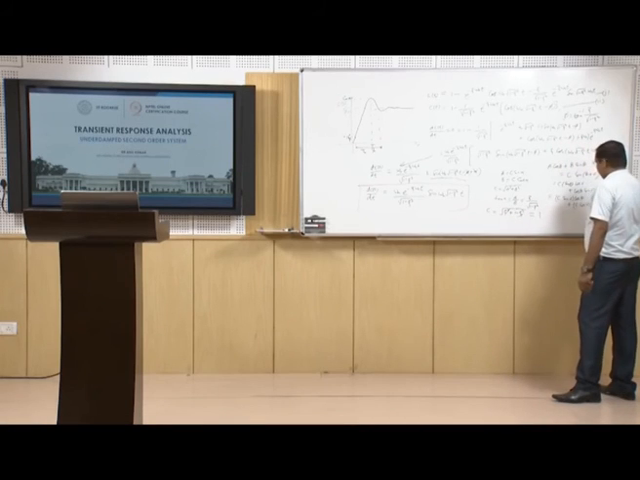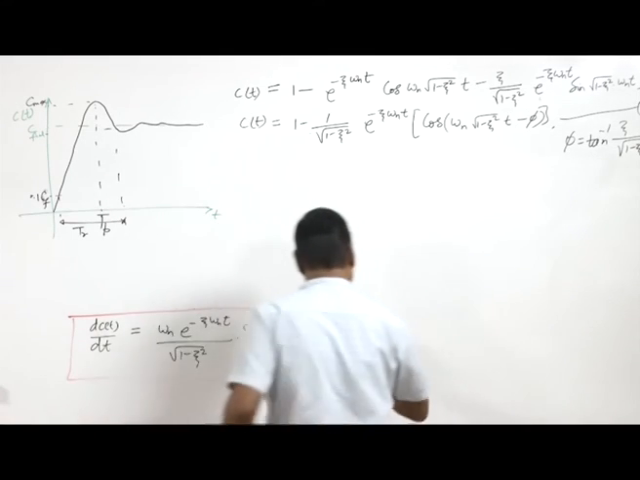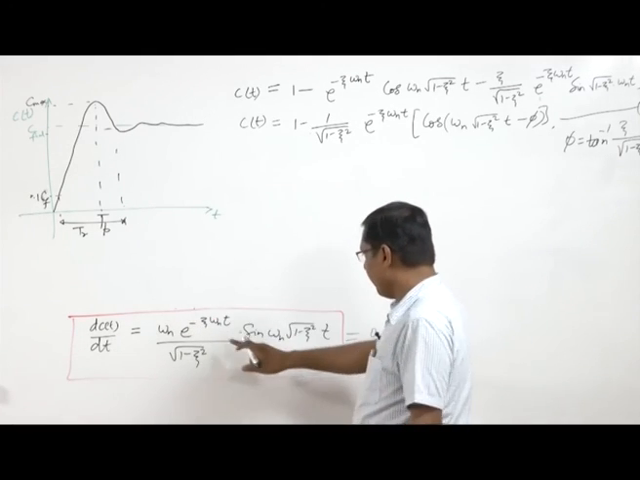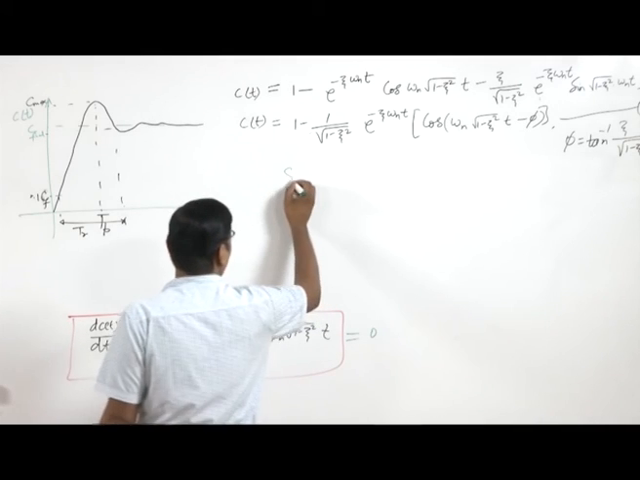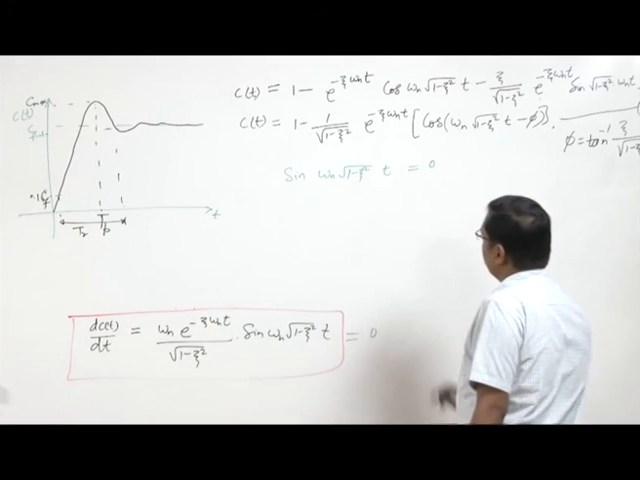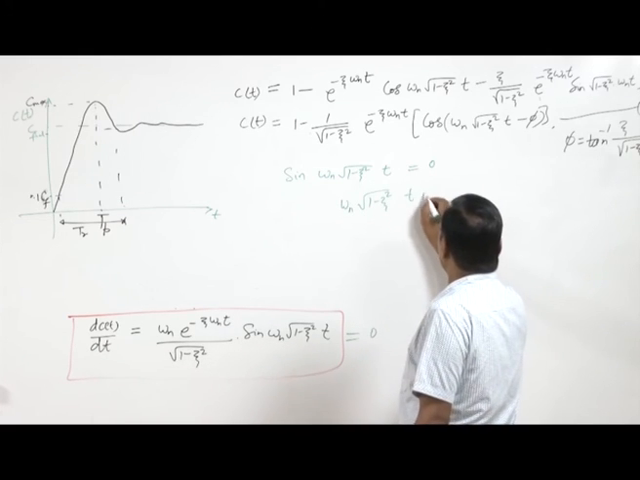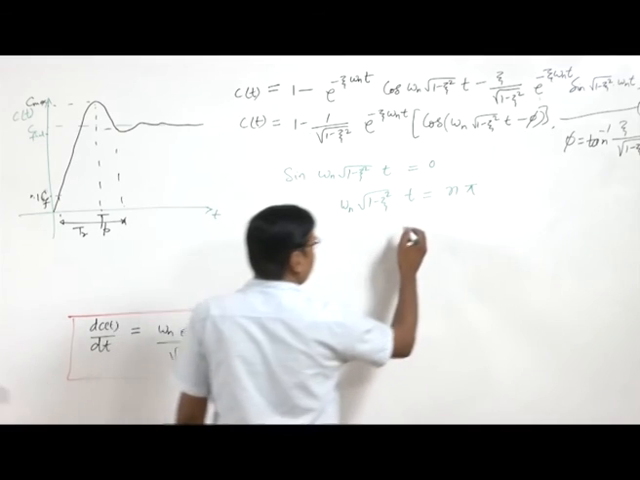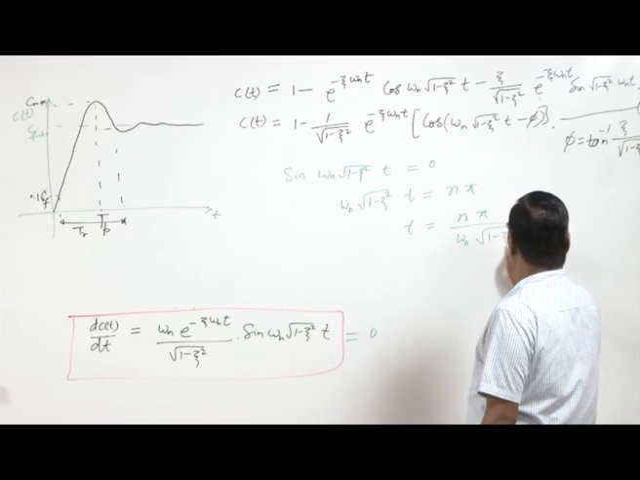So now to get the maximum, we have to make dc(t)/dt equal to 0, and to make it 0, of course this is exponential, so this can't be 0. So we have to make sin(omega n root 1 minus zeta square t) equal to 0. And so omega n root 1 minus zeta square t equal to n pi, and therefore t equal to n pi upon omega n root 1 minus zeta square.